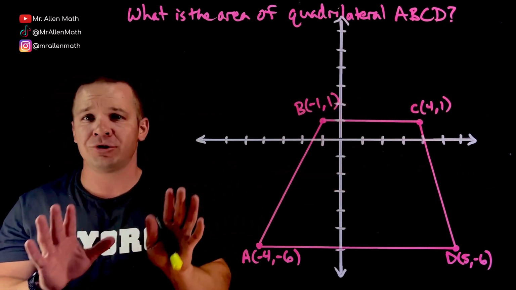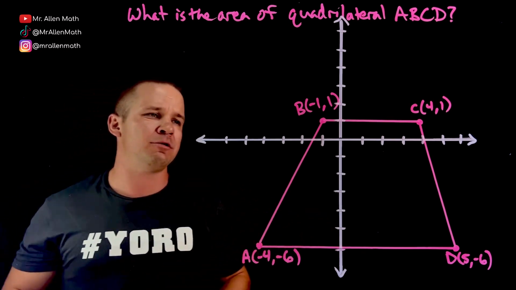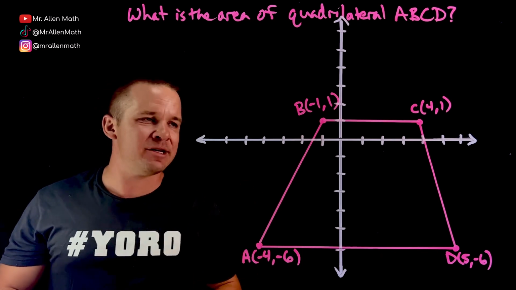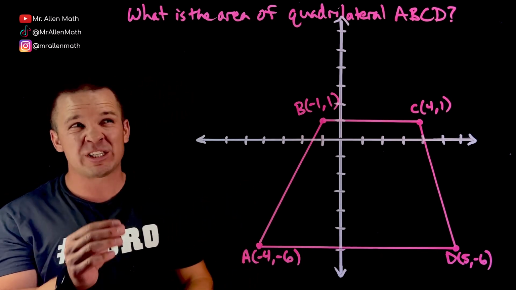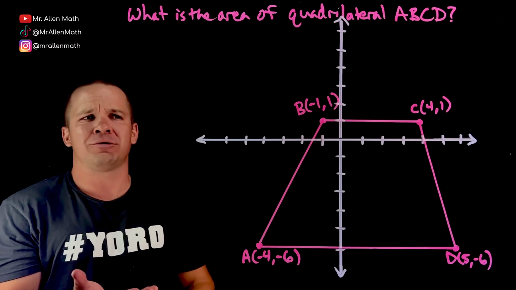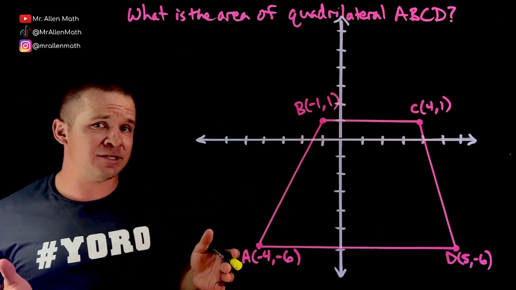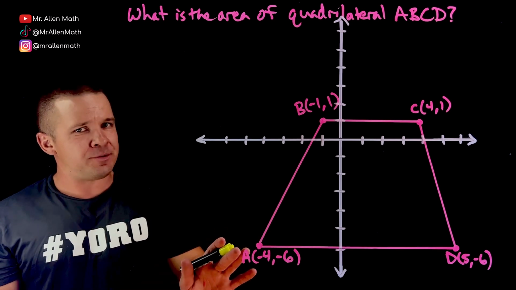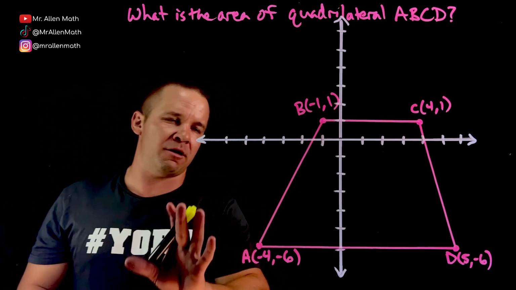I mean, graphing ain't just for algebra. Geometry loves it too. All right. We want to know what is the area of quadrilateral ABCD. Now, it might be helpful to know a little more specific as to what quadrilateral ABCD is, right? Because different quadrilaterals have different formulas. It's looking kind of trapezoidy to me, right? But let's verify this real quick.